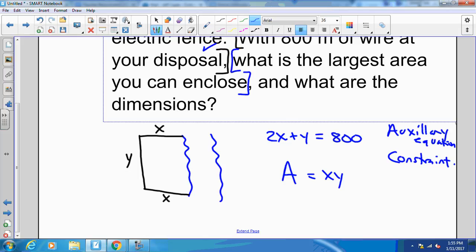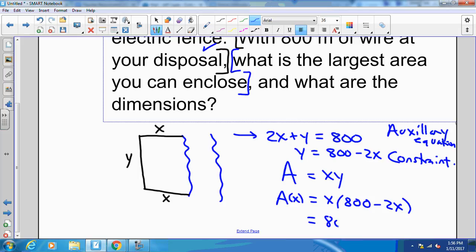Now that I have this area function, it's a function of two variables, I need to substitute in order to get rid of one, and the material for substitution comes from the constraint right here. I'm going to solve for the easiest variable to solve for and substitute away. What's the easiest variable to solve for here? Y is equal to? And therefore, the area as a function of x is equal to x times y. And it is often helpful to simplify.